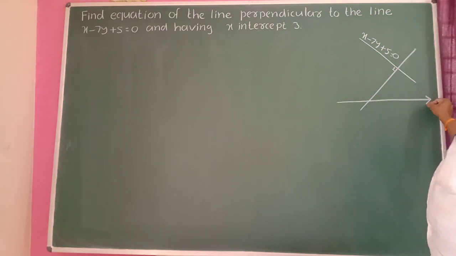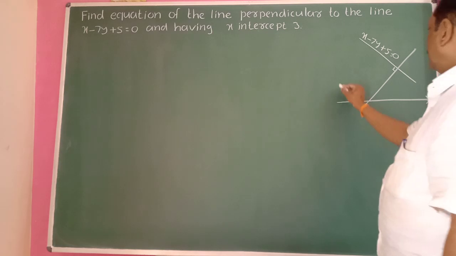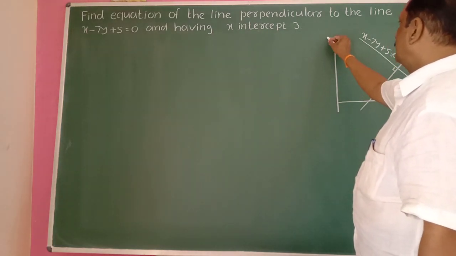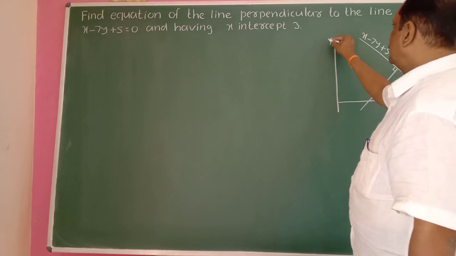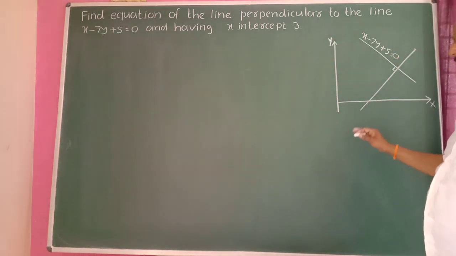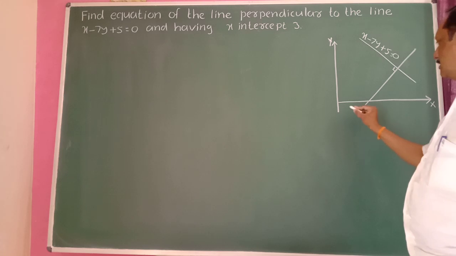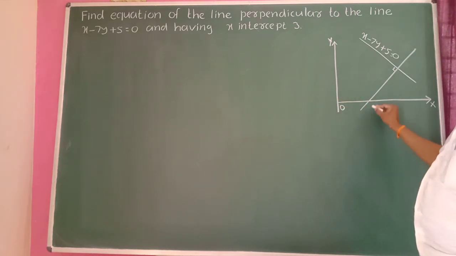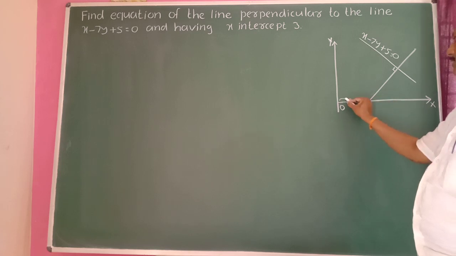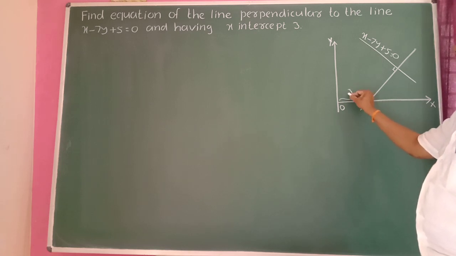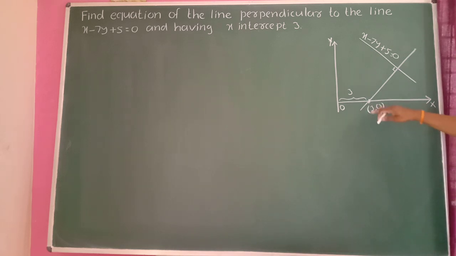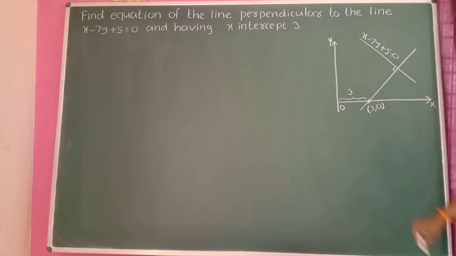This is the x axis and this is the y axis. It is a rough diagram, not an accurate diagram. Even in the examination, you will not draw this one. It is only for your reference. So this is the origin. Then the x intercept is 3. It is already given here. The x intercept is 3, which means the line passes through the point (3, 0). Then find the equation of this line.